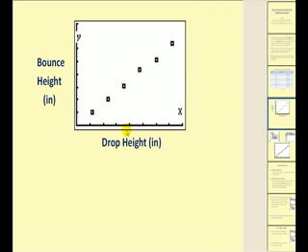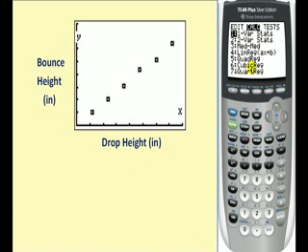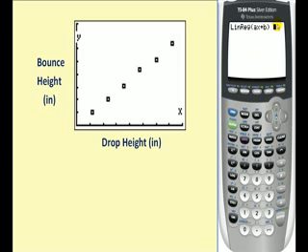Keep in mind when you're looking at this scatter plot that the x-axis represents the drop height and the y-axis represents the bounce height. Next, we will perform linear regression on this data. So if we go back to the graphing calculator and press Statistics or Stat, right arrow once, option 4 will perform linear regression. If we press Enter now, it will give us a linear equation, but we also want to store the linear equation in y1 so we can graph it right on top of these points.